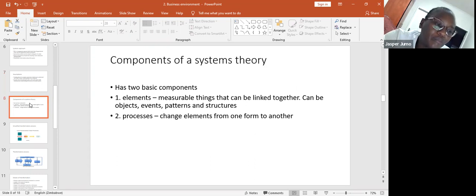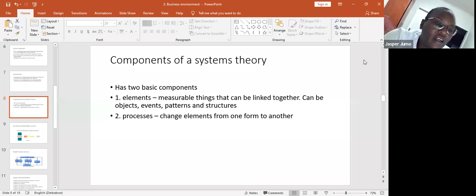Now, besides the assumptions, we also need to look at the components that make up a systems theory. Now, this systems approach runs as the systems theory. There are two basic components. The first one are the elements. With the elements, we are simply saying anything that you can measure, you can link together. It can be objects, events, patterns, structure. So what we are simply saying is that anything that has to do with the organization, you are able to link it if you are having a systems approach.